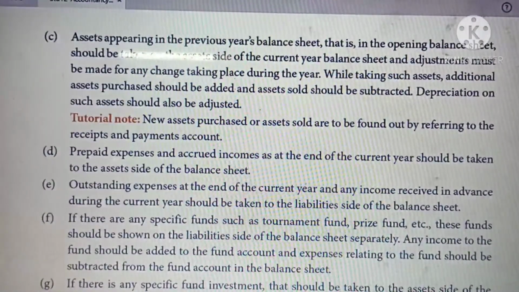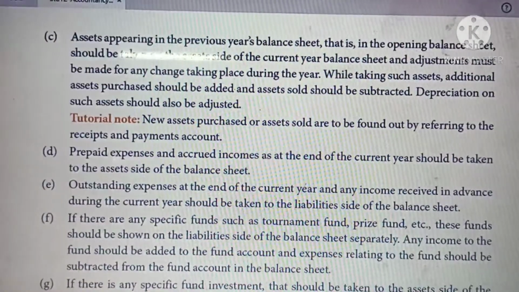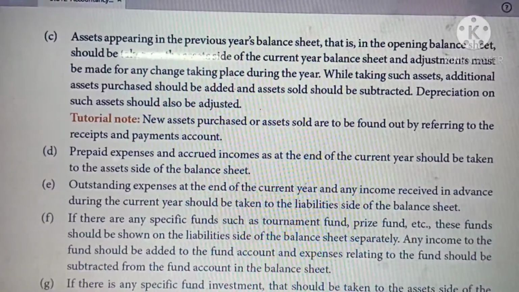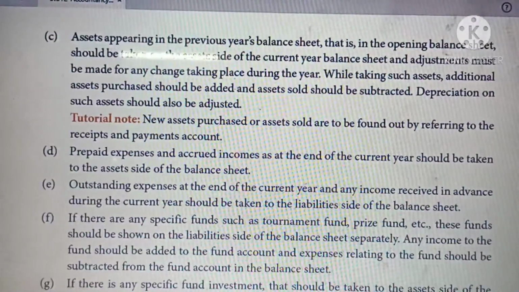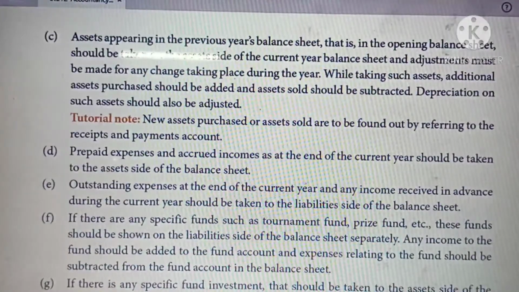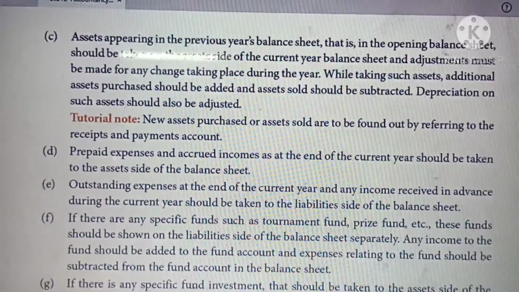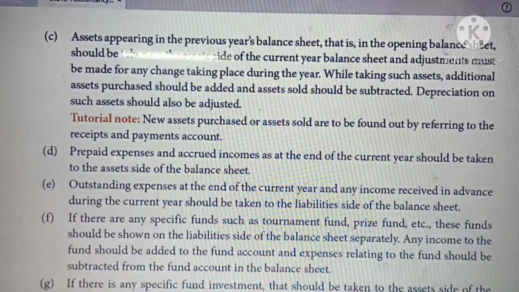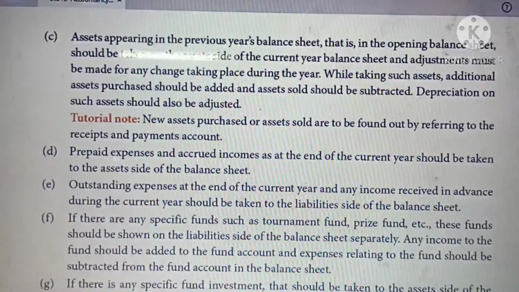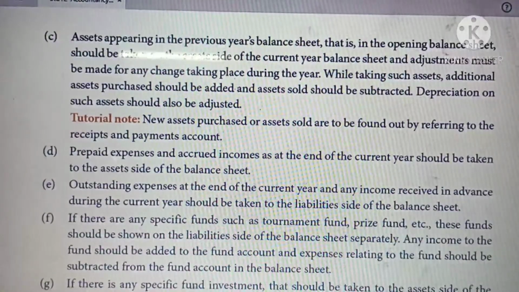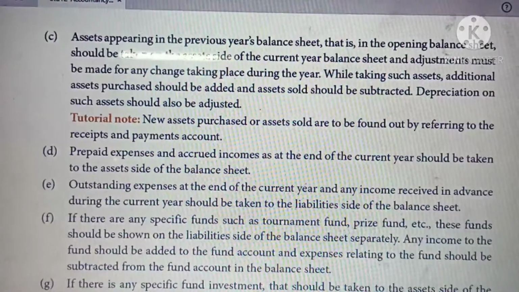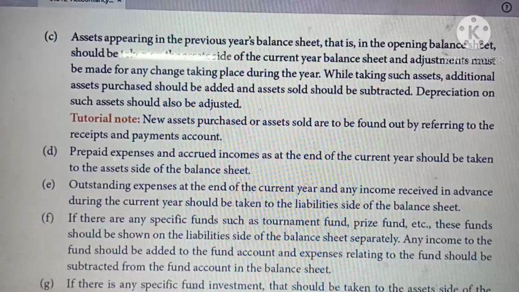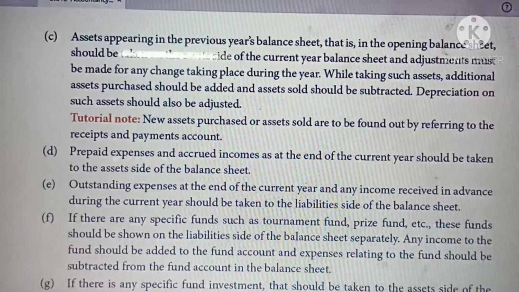That is the difference between a trading concern balance sheet and a not-for-profit organization balance sheet. In a trading concern balance sheet, all the assets are shown on the asset side. If there is any depreciation, we minus the depreciation from the concerned asset and show the resulting amount in an outer column. But in a not-for-profit organization, you have to take all the assets from the opening balance sheet, whatever assets are given there, and show them in the current year balance sheet.